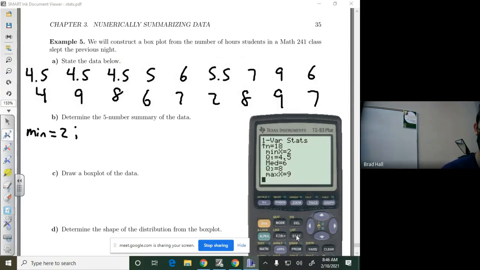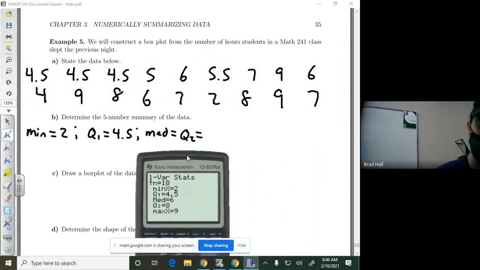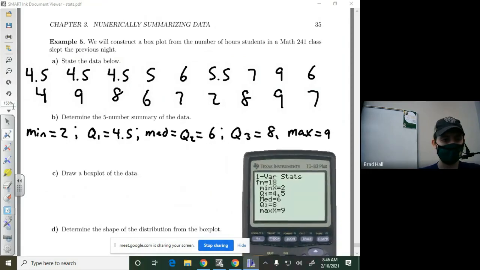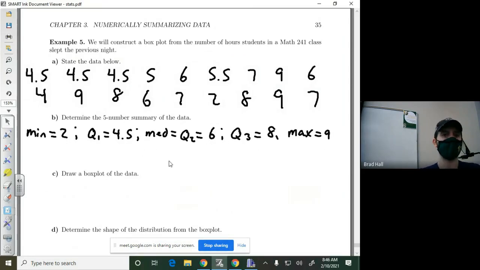The minimum is 2. First quartile is 4.5. The median, or the second quartile, either or, is 6. Q3 is 8, and the max is 9. Okay. And now we're going to draw a box plot of this.